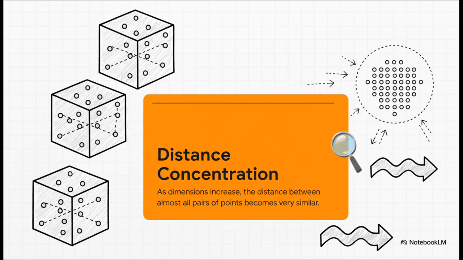This all leads to this bizarre phenomenon called distance concentration. Because everything is shoved out into the corners of that huge empty space, the distance between any two random points starts to look almost exactly the same. Everything becomes equally far away from everything else.